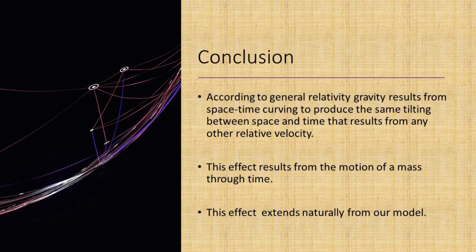In conclusion, according to general relativity, gravity results from space-time curving to produce the same tilting between space and time that results from any other relative velocity. The effect results from the motion of a mass through time. This effect extends naturally from our model.